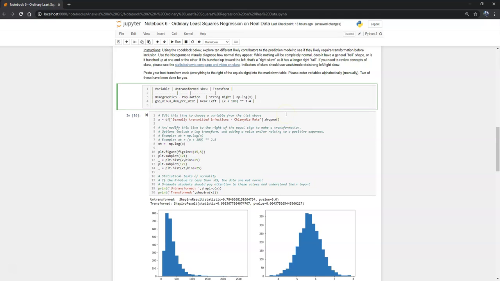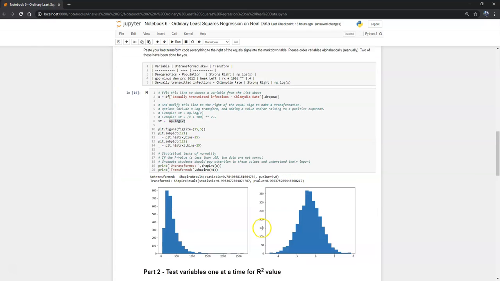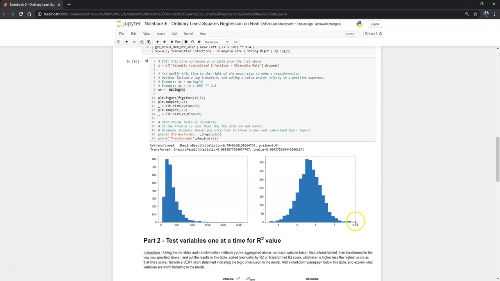So we're going to fill this in on our table. We'll copy my variable name there. We've got a strong right skew, and the transform that we think is probably going to work really well is a log transform. And again, that's true because we meet both of these two criteria, and visually we can see that it did do a pretty good job of leveling that out.